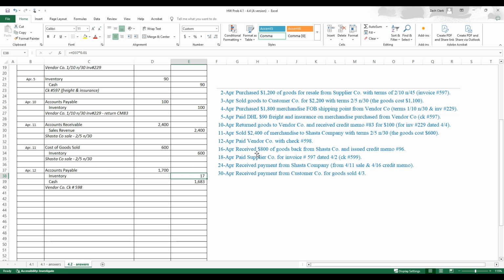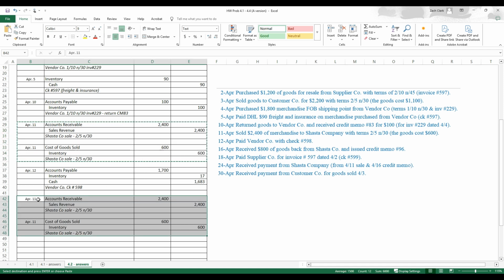On the 16th, we received $800 of goods back from Shasta Co. and we issued a memo. And so that reflects back to this sale here, or these two entries for the sale. And we're going to be receiving back some of the goods here, not all of them, but some of them. And this is on the 16th.